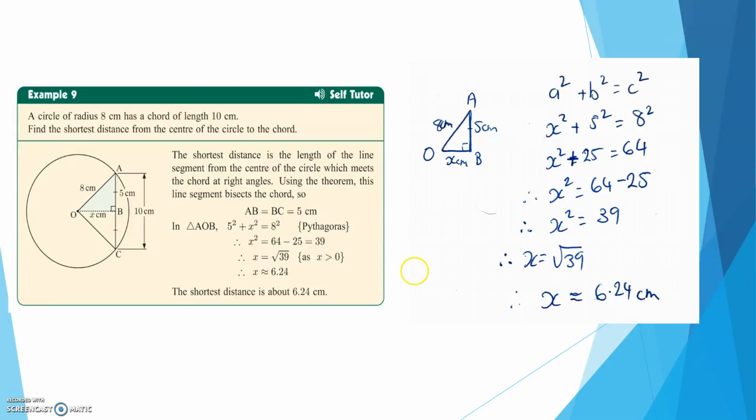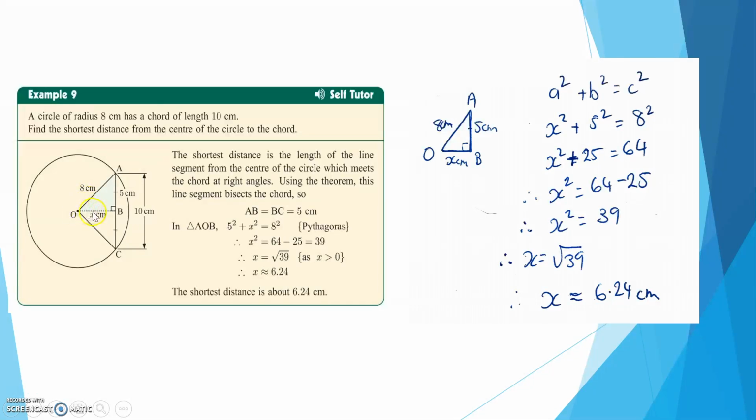Let's see if we can just deconstruct this a little bit and see what we've come up with. So we've got this circle here, and we've got the center here, which is O. We've got one point here, A, and one point, C, and a chord has been drawn between A and C. And that chord is 10 centimeters long. The distance from the center of the circle out to A is 8 centimeters.